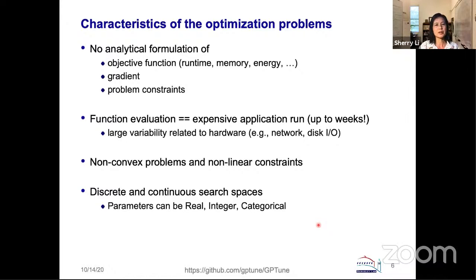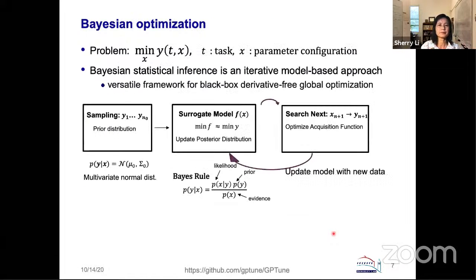And then I showed you there's large variability related mostly to hardware. It could be the network, could be the disk I/O. And this problem gets worse when you increase the number of nodes. And certainly it's not convex. And also about the parameter space, we can have real parameters, integer parameters, and sometimes categorical ones. So all these characteristics are headaches for any optimizer, basically.